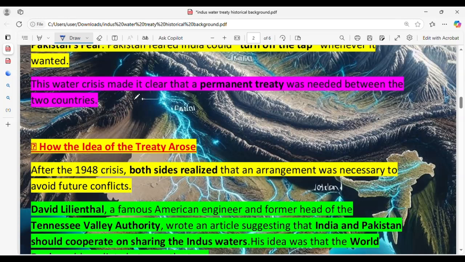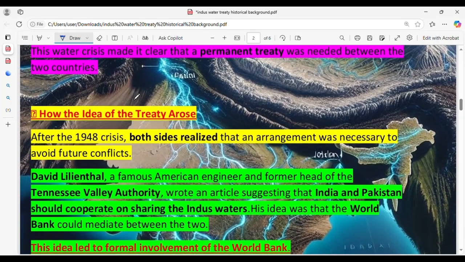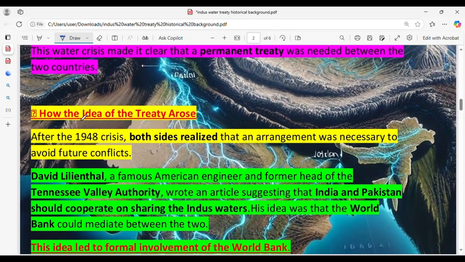This was the basic idea, the basic problem from where the idea of the Indus Water Treaty came across. Now we will be learning about how the idea of the treaty arose. After the crisis of 1948, both sides realized that there must be some agreement to avoid future conflicts.